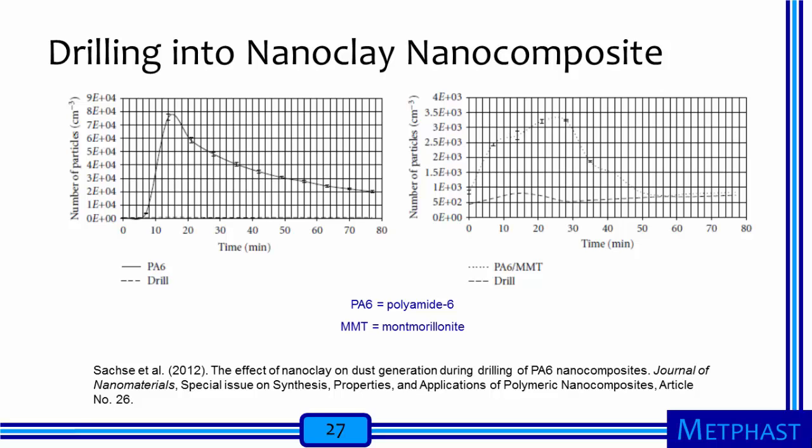Next, the researchers conducted the same experiment with polyamide 6 containing 5% by weight montmorillonite nanoclay as the filler to strengthen the plastic. This time, particle concentrations rose to a peak of only about 3,500 particles per cubic centimeter. The substantially lower concentrations observed when machining the nanocomposite relative to the plain resin is similar to the lower concentrations observed during their shredding of the nanocomposite plastic relative to plain resin in the recycling study I presented earlier.